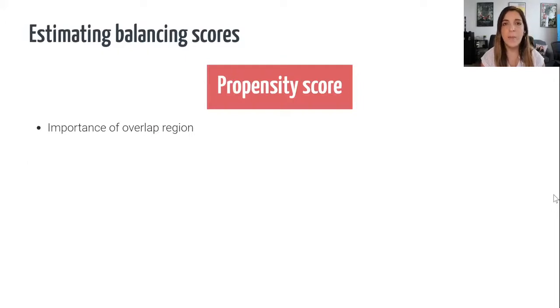One important thing of balancing scores in general, but that is especially highlighted in propensity scores, is the importance of what we call the overlap region. Remember that in the regression analysis that we saw with the education covariate and the treatment assignment, there were groups of control units that did not really overlap with treatment units. In that sense, that overlap region is going to be key to identify where I can get my matches from.